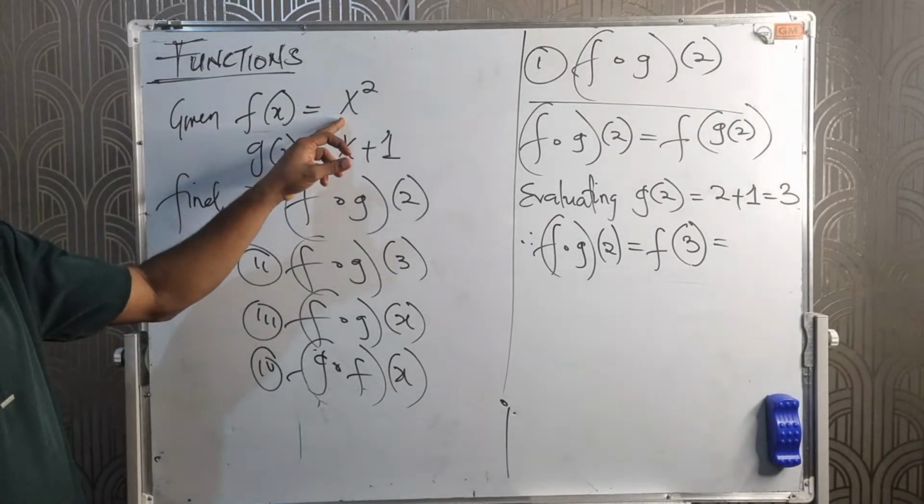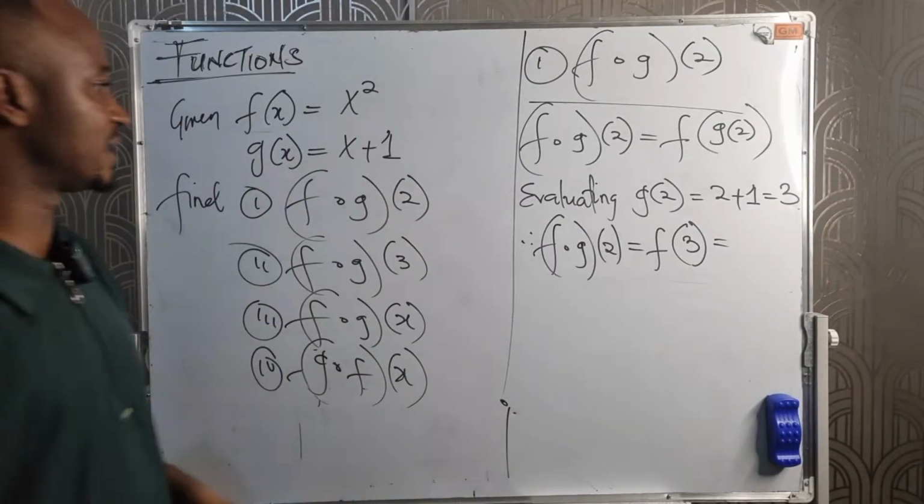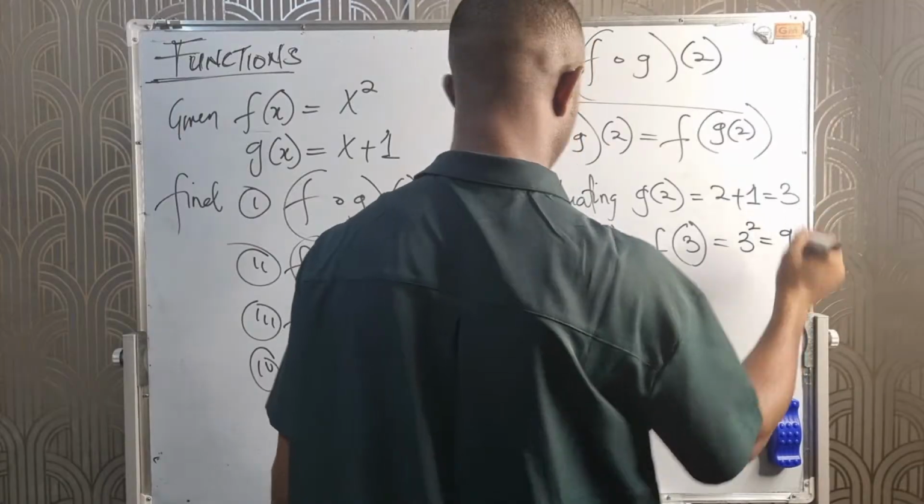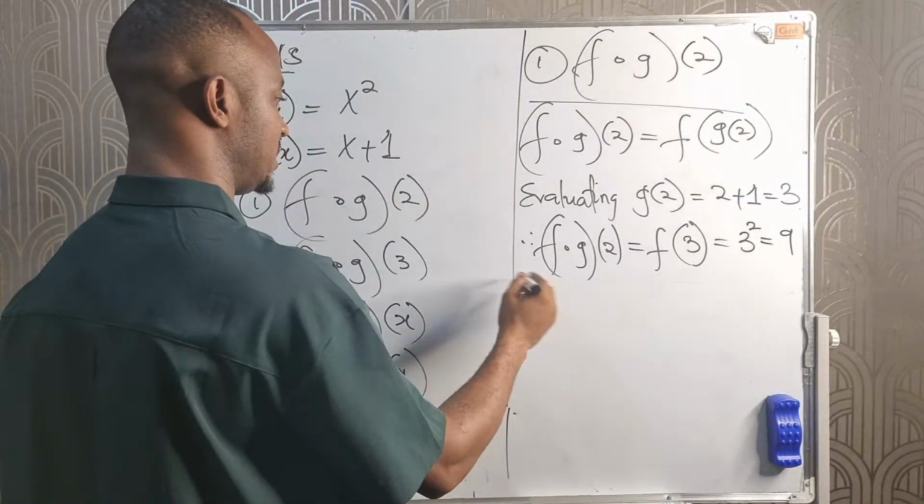It means that in f of x, I'm going to substitute my x as 3. So that will give us 3 squared. The result becomes 9. Okay, we are done with this.